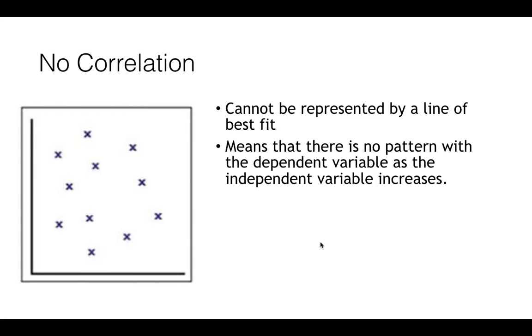And then you can get ones where you just have absolutely no correlation whatsoever. You can't put a line of best fit on because the values are scattered all over the place. There's no pattern. So as I change my independent variable, the dependent variable could be any value at all, and I couldn't predict what it would be. There's just no link between them.